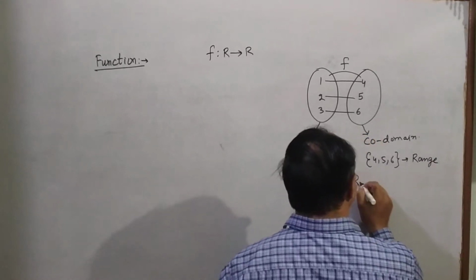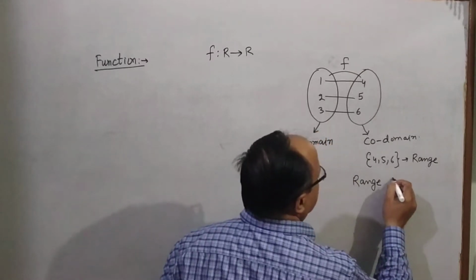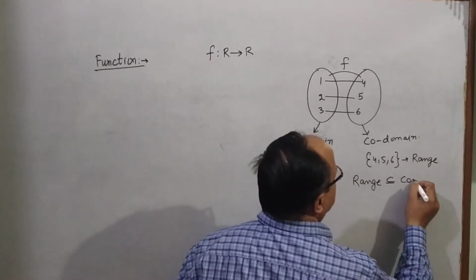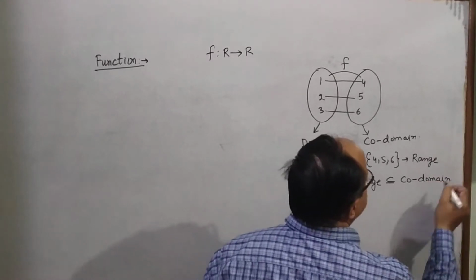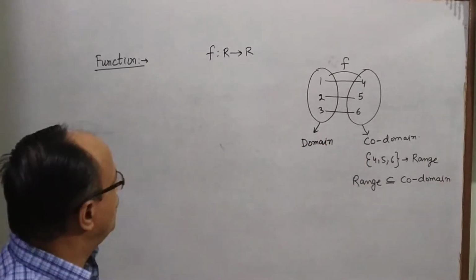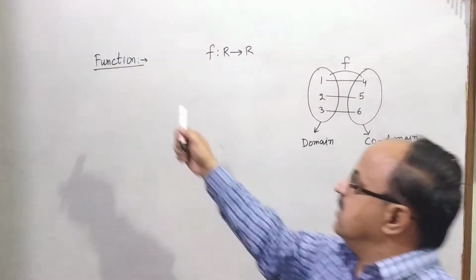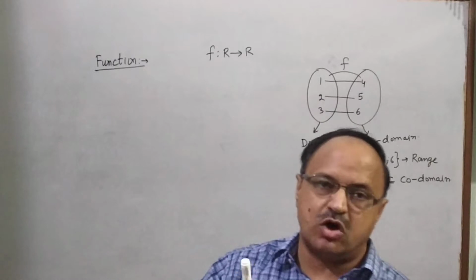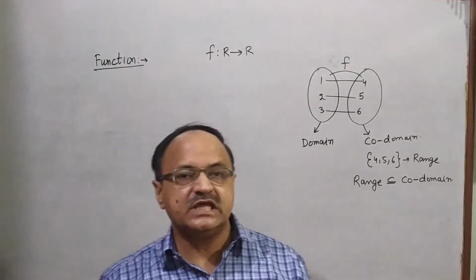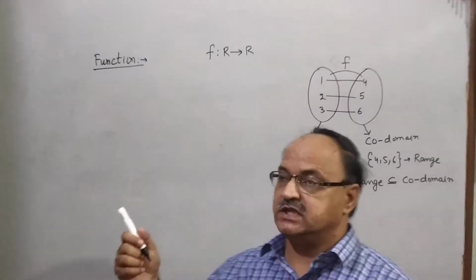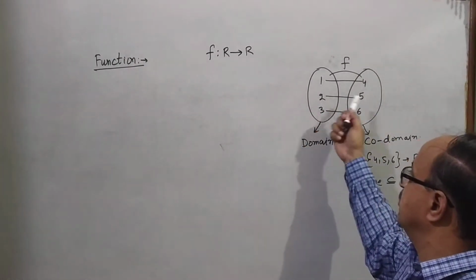And you know that the range is a subset of the codomain. Clear? Again, what is a function? A function means each element of the domain has a unique image in the codomain.